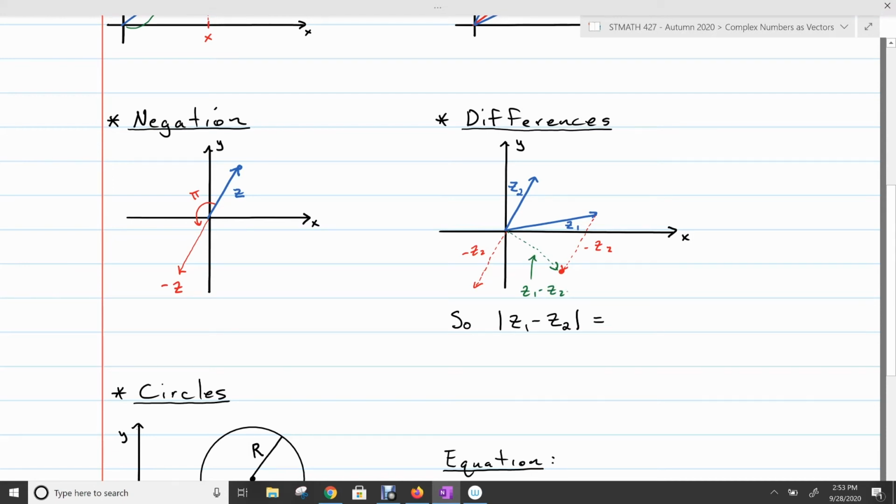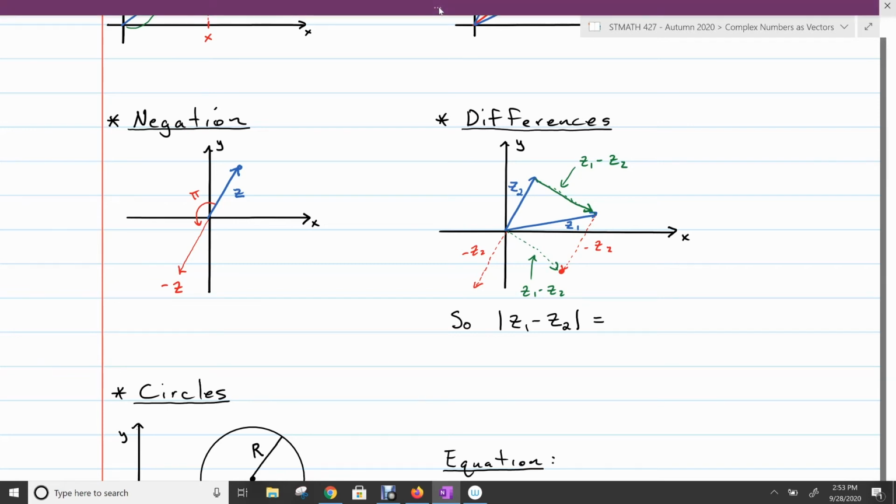But it's often more convenient to think about it as going from the tip of z2 to the tip of z1. So this vector right here is also z1 minus z2. And what's cool about looking at it that way is that it becomes clear that the magnitude of z1 minus z2 is just the distance from z1 to z2. So here at the bottom, I want to emphasize that.